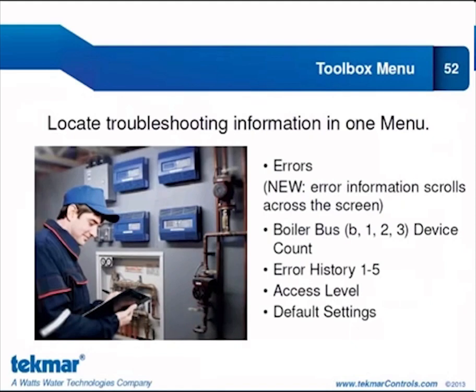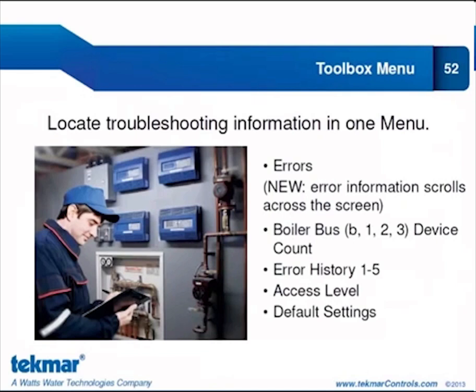So instead of having an error code like E01, we're actually going to give you an error message that says something like, check your outdoor sensor. So it makes it much easier for the maintenance person to figure out what could be wrong and then start addressing it. This is also where you can do a boiler bus device count. So that can help if there are any communication errors. The 284 will tell you what devices it's currently communicating with on each bus.